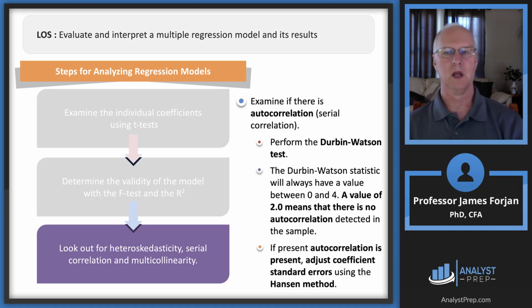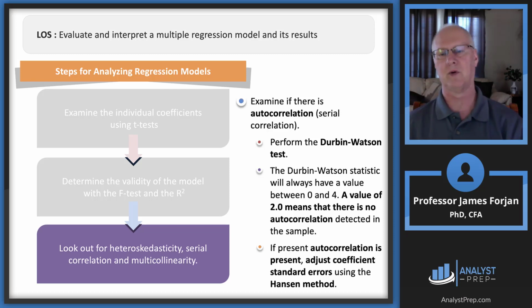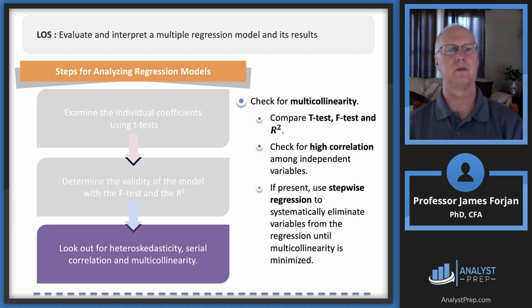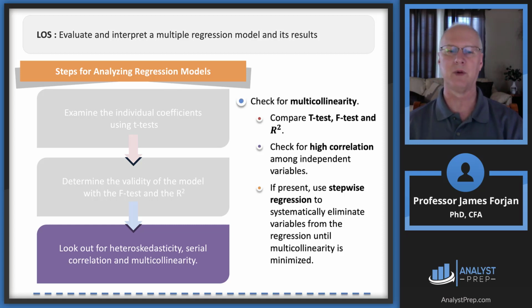If there is serial correlation, we're going to call it autocorrelation in time series, but you can call it either. I mean, either is appropriate here. You perform the DW test, and this is where you have to be careful, right? You got to go on this side, and you have to go on this side for that range. And then there's the Hansen method to correct for those. Multicollinearity, this is a simple one. All you need to do is look at the t, F, and R and see if they all agree with each other or if some of them disagree with each other, and then you can use stepwise regression.